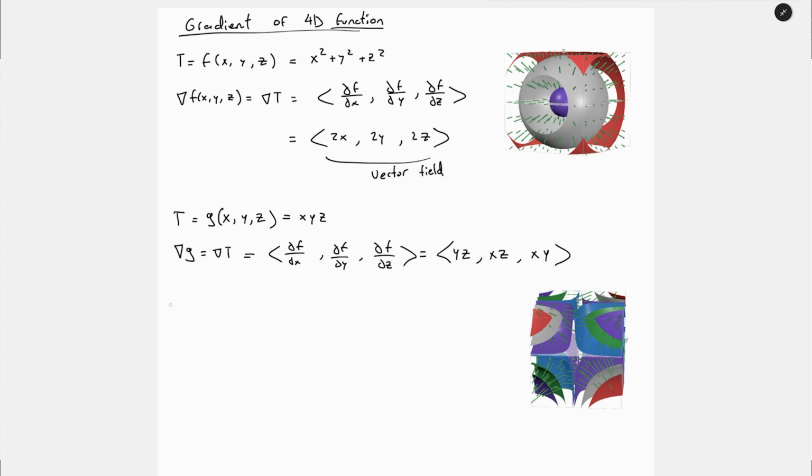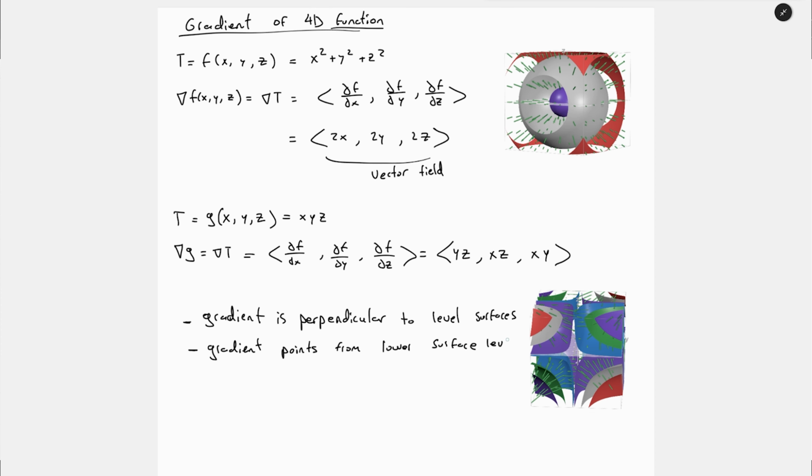So let's write out the common pattern we saw. Gradient is perpendicular to level surfaces, and gradient points from lower surface level to a higher surface level.